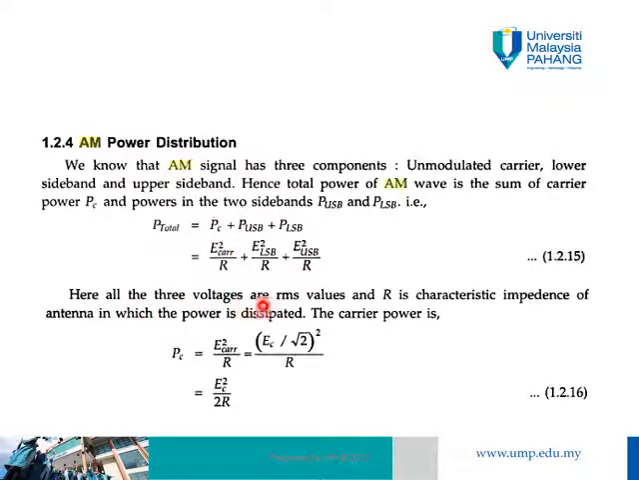Here all the 3 voltages are RMS values, and R is the characteristic impedance of the antenna in which the power is dissipated. The carrier power is P carrier, EC squared over R. So we have this equation, EC squared over 2R. This is the carrier power.